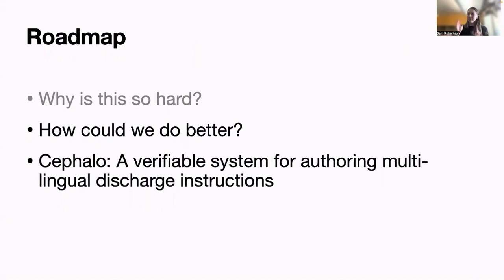So, back to our roadmap quickly. We've talked about why it is so hard to design good interfaces to generative models, especially when you can't verify the output. And now I've talked about one way that we might be able to do better. So now I'm going to introduce Cephalo, which is a system that I've been building around a custom translation memory for discharge instructions that I think offers a more verifiable alternative for offering multilingual discharge instructions.